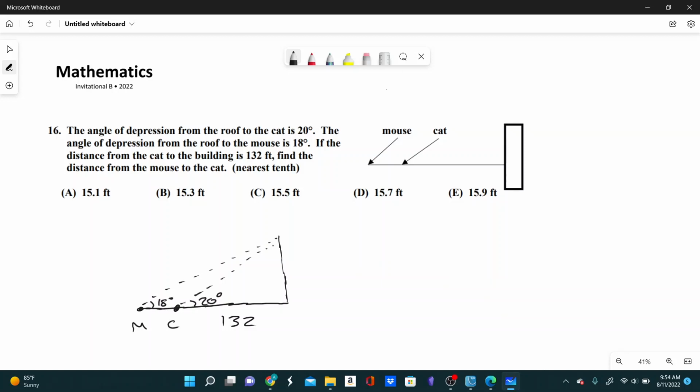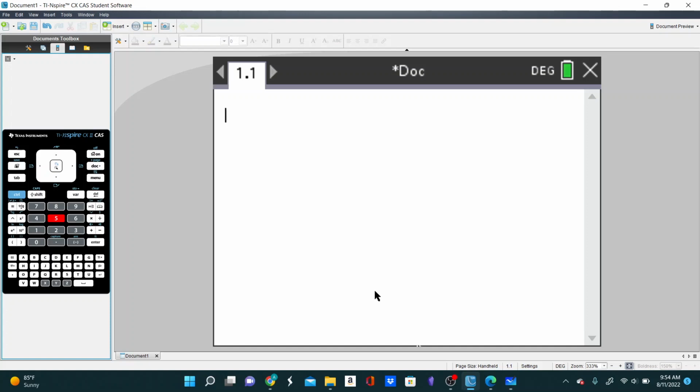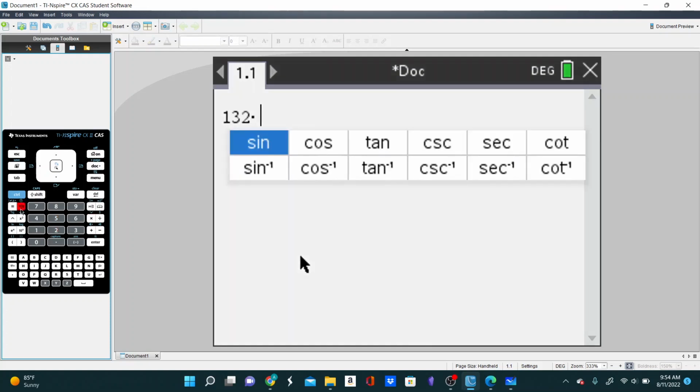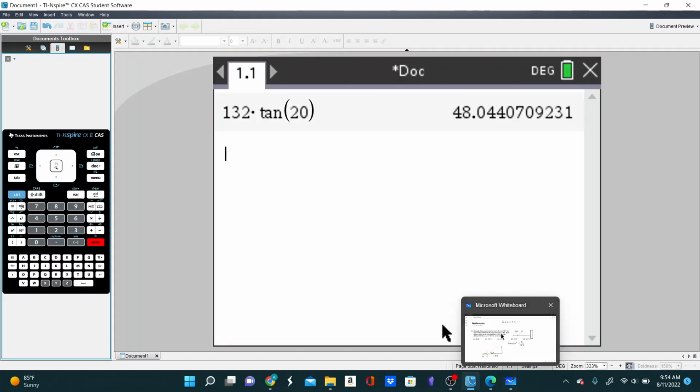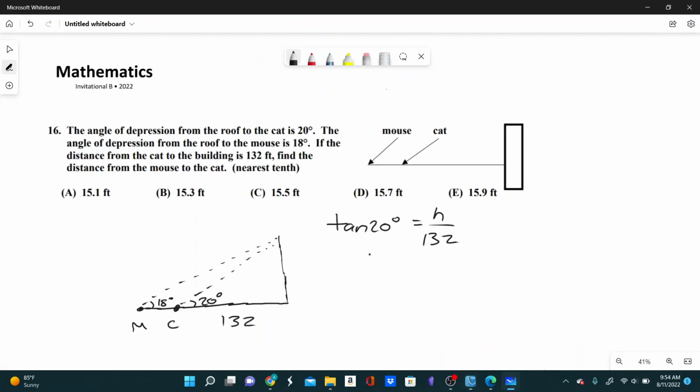So we have the angle, and we're looking for the opposite side, and we have the adjacent side. So this is just tangent of 20 degrees equals the height of the building divided by 132. And so the height is just 132 times the tangent of 20. So 132 times the tangent of 20, that's 48.04 feet.